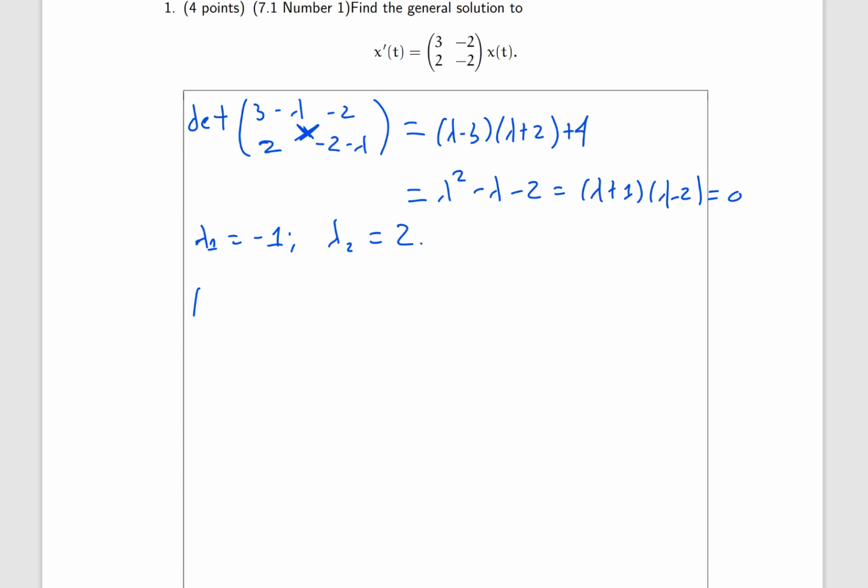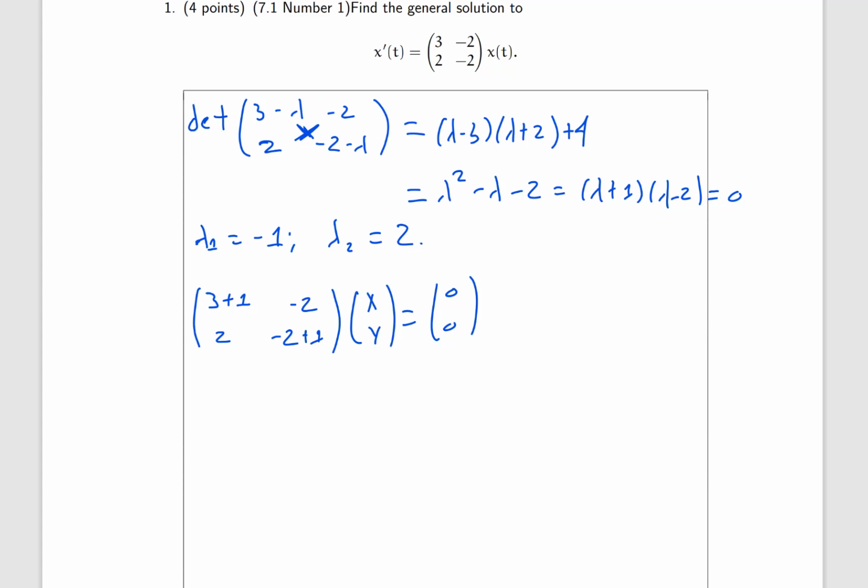What we're going to do is solve the equation 3 minus lambda. So 3 minus minus 1 is 3 plus 1, minus 2, 2, minus 2 minus lambda. Lambda is minus 1, so minus 2 minus lambda is minus 2 plus 1, times x y equals 0, 0. Okay, so this is going to give us the eigenvector. The solution to this equation is going to give us the eigenvector associated to the eigenvalue minus 1.